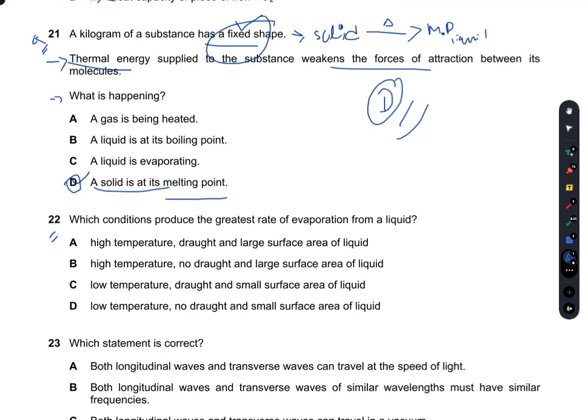Question number 22. Which conditions produce the greatest rate of evaporation from a liquid? Now there is a new term, drought. For me, it is a new term. What is drought? Drought is a time when there is cool air in a particular environment. So high temperature will definitely favor the greater rate of evaporation because the intermolecular forces of the liquid will be broken more quickly. Large surface area means greater chance for liquid molecules to escape.